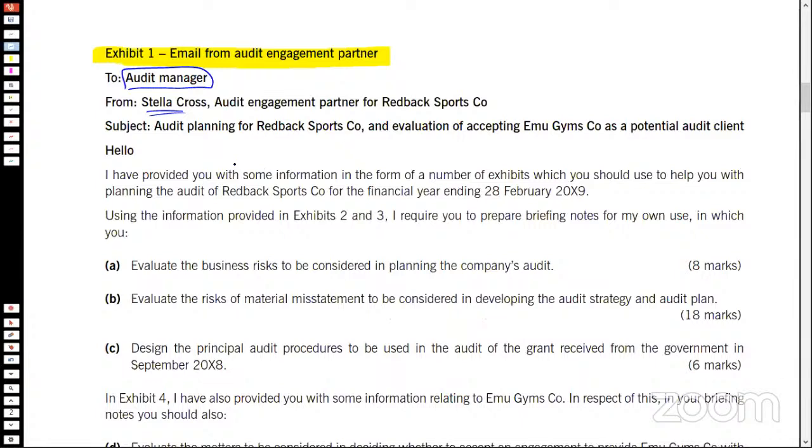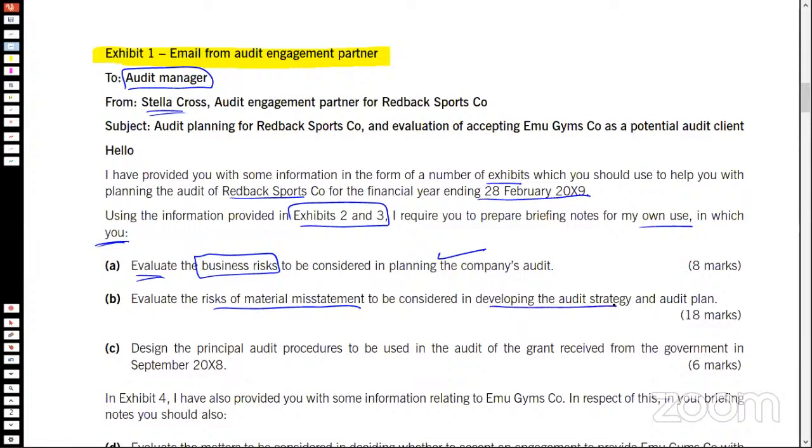I provided you with some information in the form of a number of exhibits, which you would use to help you with planning the audit of Redback Sports for the financial year. Using information in exhibit 2 and 3, I require you to prepare briefing notes for my use in which you evaluate the business risk to be considered in planning the company's audit. Evaluate the risk of material misstatement to be considered in developing the audit strategy and the audit plan. The third one is design principal audit procedures to be used in the audit of the grant received from the government in September 2008.